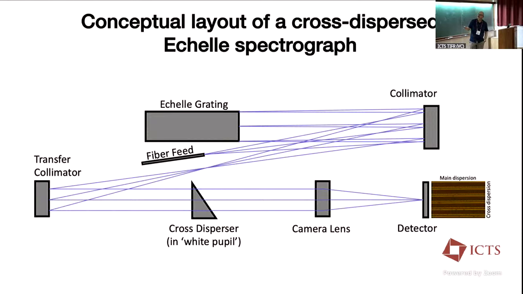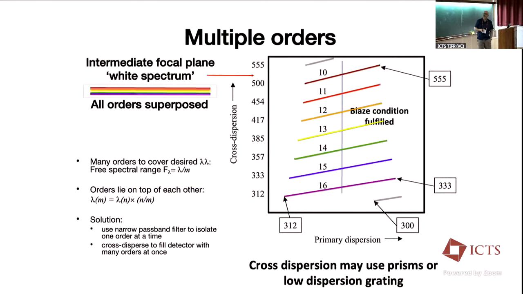And then you focus it, but before focusing it, you disperse in the other direction, and all these chunks of spectra, these different orders, they have different colors. So by putting in a cross disperser, for example a low dispersion prism, you separate all the orders here, and you get an Eschelogram, an Eschel spectrum. That's how it looks.